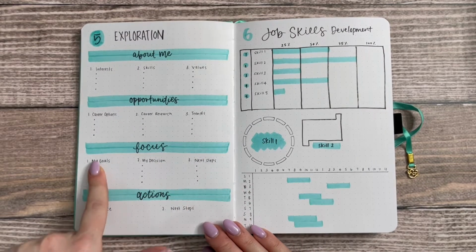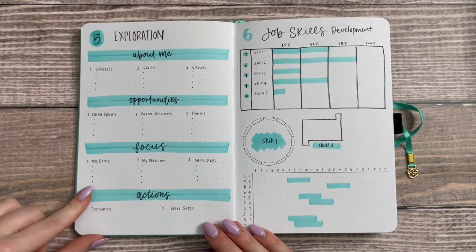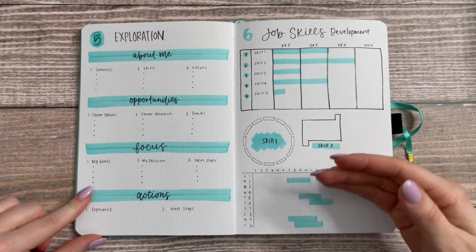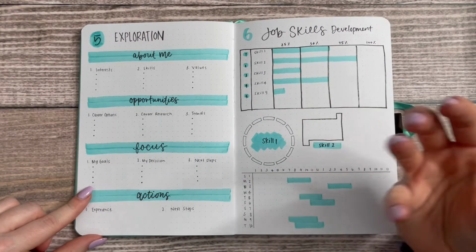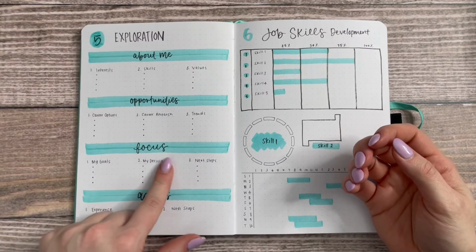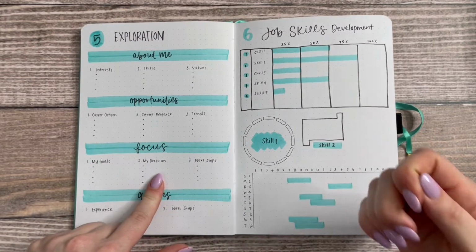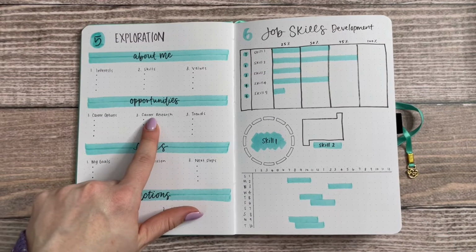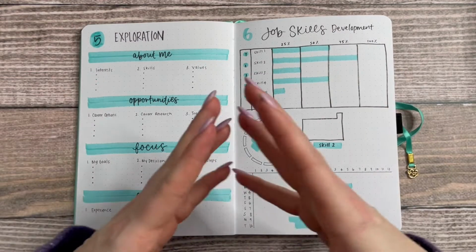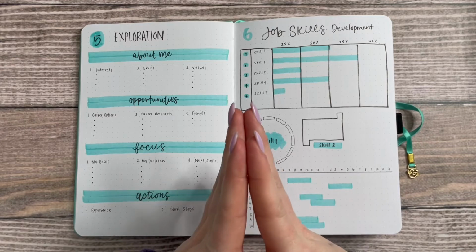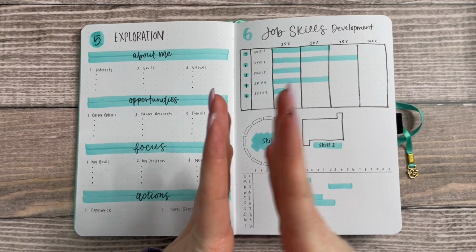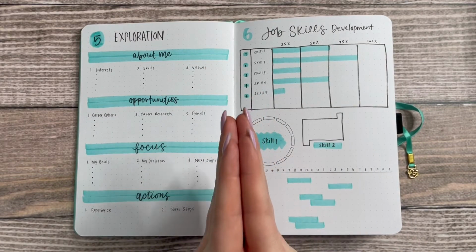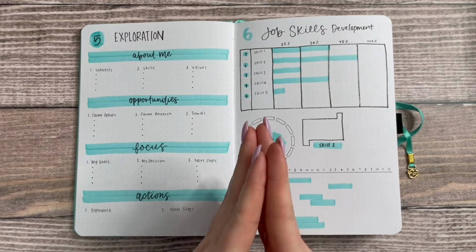The next one is focus. So what are your goals related to finding a career and developing that career? What are your decisions related to those goals, or decisions related to those opportunities? Are you only going to pigeonhole yourself into one type of job or circumstance, one type of location where you want to have a job, things like that?